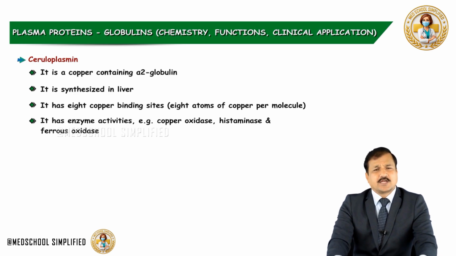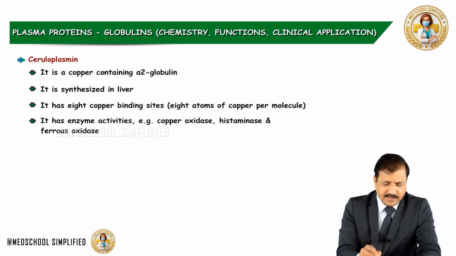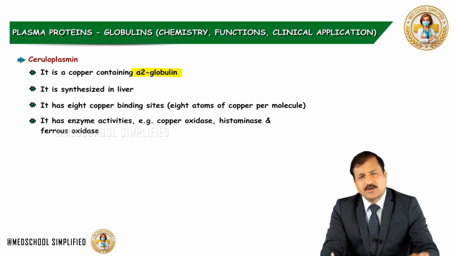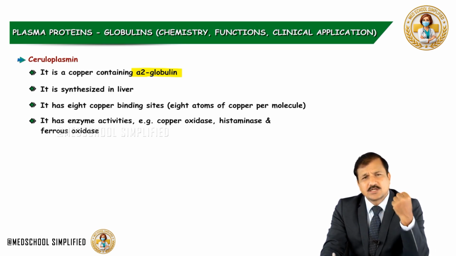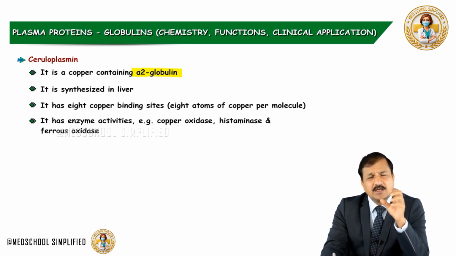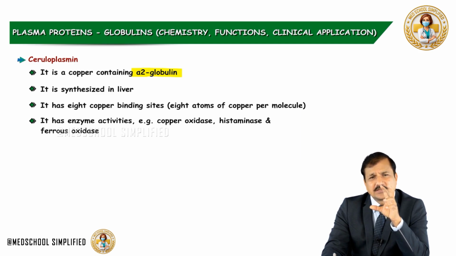Coming to ceruloplasmin. Ceruloplasmin is a copper binding alpha-2 globulin, and also it is a copper transporter protein. So it stores the copper and also it transports the copper from one organ to another organ, especially in the blood. Ceruloplasmin is synthesized in the liver and it has 8 copper binding sites. So 8 atoms of copper can bind to one molecule of ceruloplasmin.